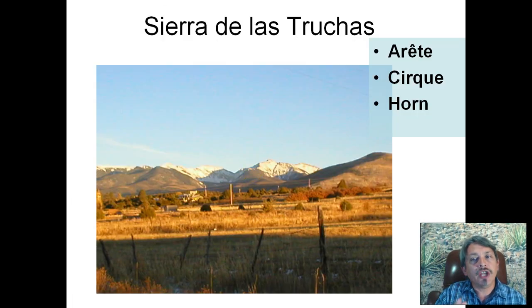Evidence of a glaciation that occurred nearby is seen in the nearby Sierra de las Truchas, near the Española Valley, east of it. This chain of mountains that you are looking at is a glaciated landscape.